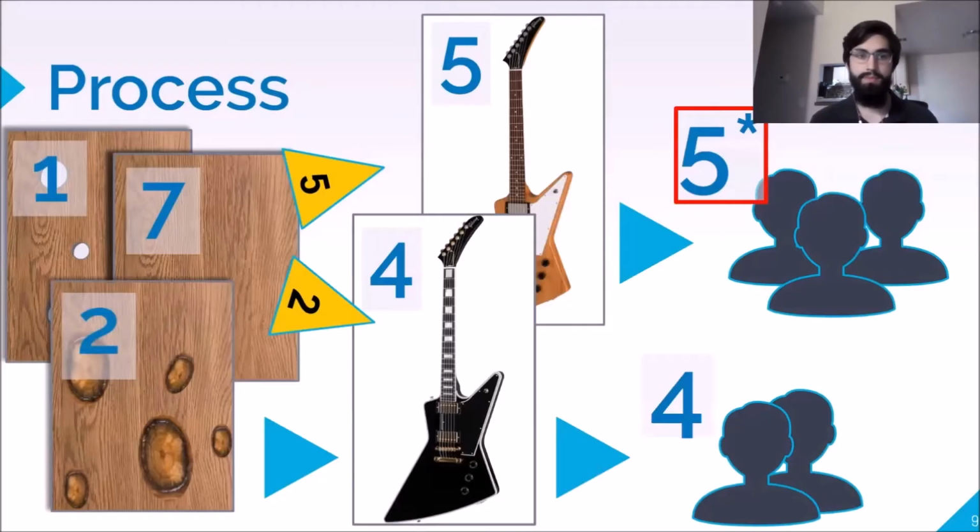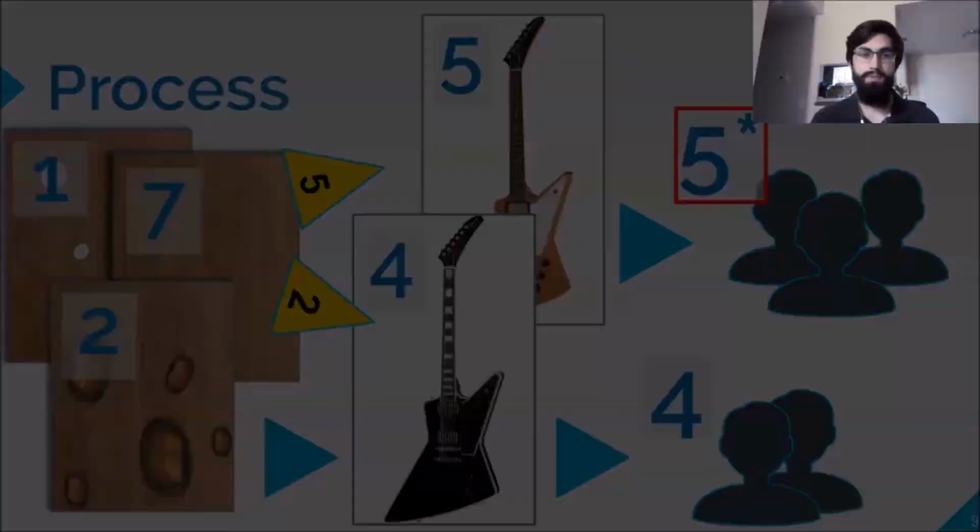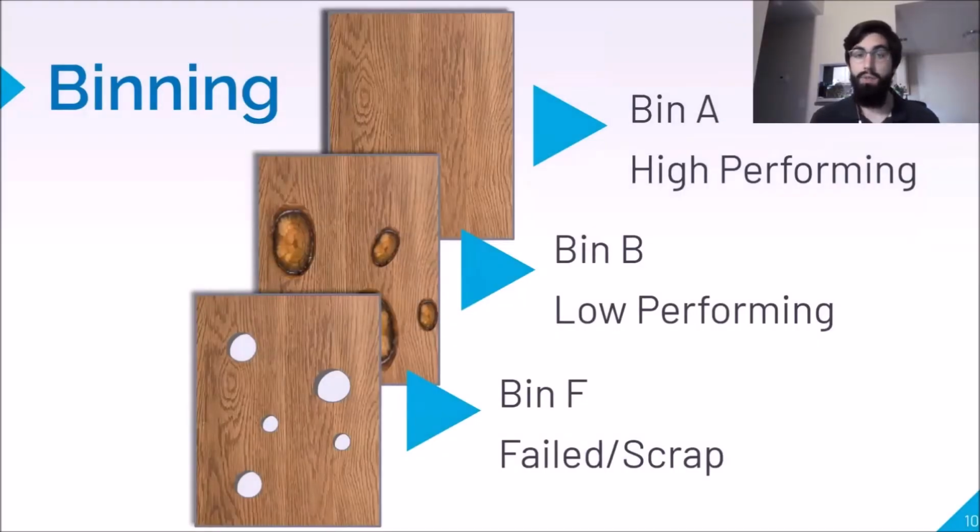A special case of this is, let's say you know in a certain time period you'll only sell 5 of the nicer, more expensive guitars. You can even use some of your nice blocks of wood and paint over them to make them into a lower quality guitar if you know that you couldn't have sold them anyway. How this ties over to binning is that nice block of wood would be a bin A, or high performing bin. The one with knots in it would be a bin B, or a low performing bin but still usable. And the one with holes in it would be bin F, failed or scrapped.